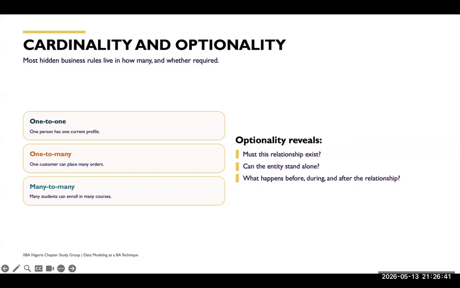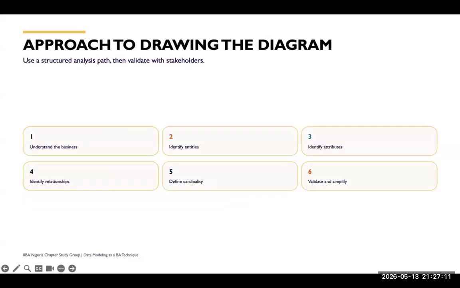Can one payment settle multiple invoices in your organization? What is that rule for that system? These are the type of BA questions. These are the type of questions you'd ask to uncover that relationship, and then uncover the cardinality for the data model in building the data model. So must this relationship exist? Can this entity stand alone? What happens before, during, and after the relationship?